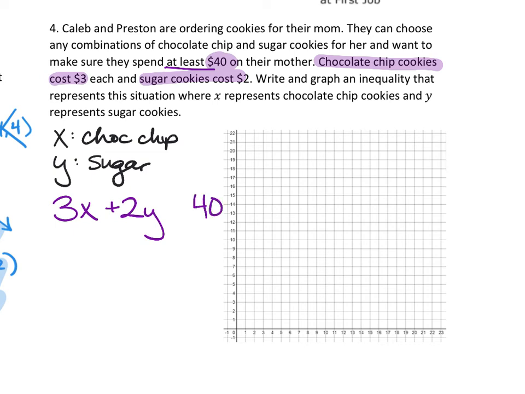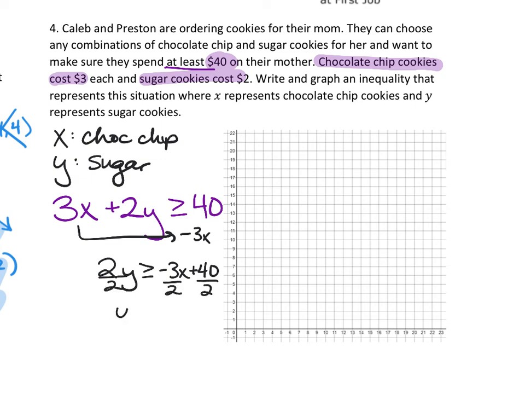Look back at your chart. What symbol is at least? Yeah, hopefully you notice that at least means that they want to spend more or equal to $40. They're trying to get a nice little gift for their mom. Okay, if we need to graph this though, we need to solve it for y. We're going to take the x to the other side. We'll have 2y greater than or equal to negative 3x plus 40. Divide by 2, divide by 2, divide by 2. This is y greater than or equal to negative 3 halves x plus 20.